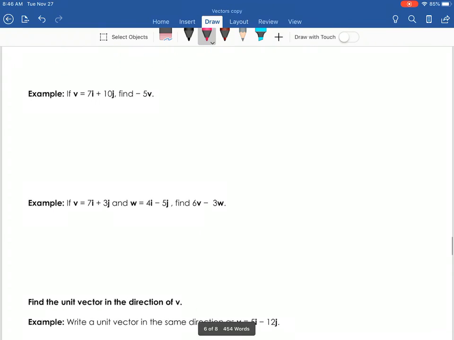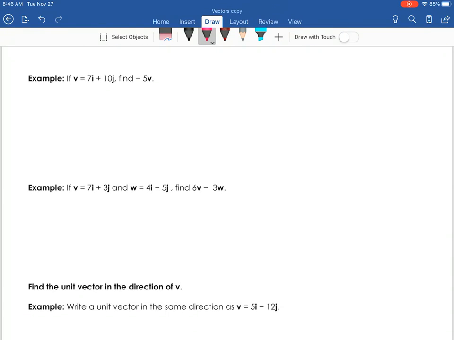Not bad, pretty easy. Okay, for this one, V is 7i plus 10j. I want to stretch it out by a factor of 5 by multiplying by 5, and then I want to change its direction by multiplying by a negative. So I'm just going to take negative 5 and multiply everything by that, negative 5. There's my V, and I'm multiplying it by negative 5, so I'm going to get negative 35i minus 50j. So it's very intuitive.